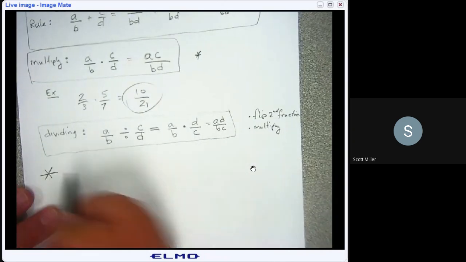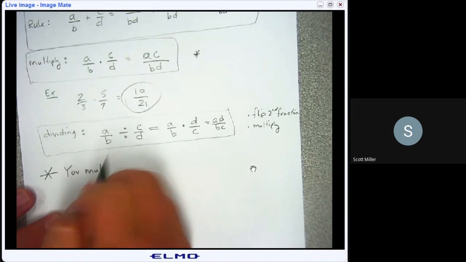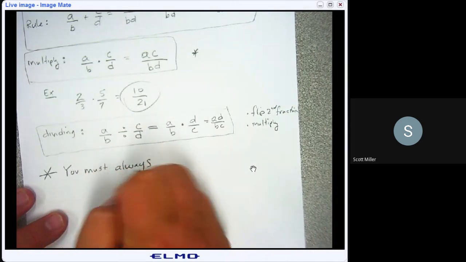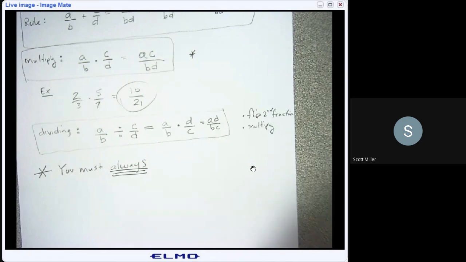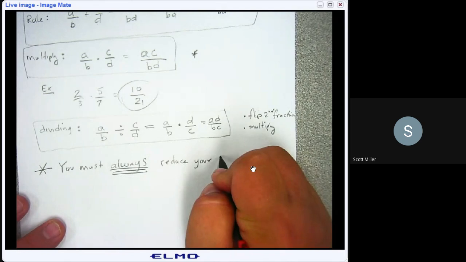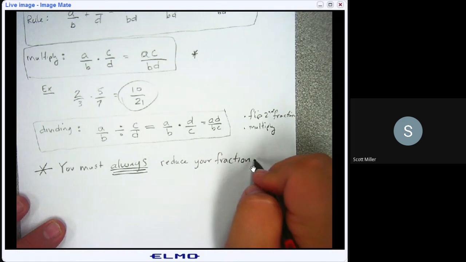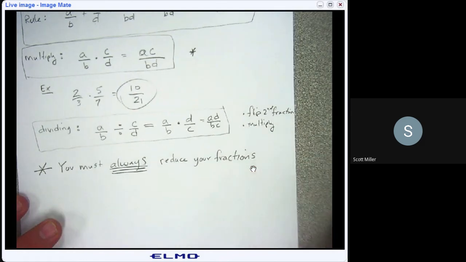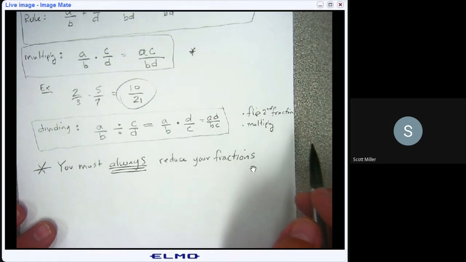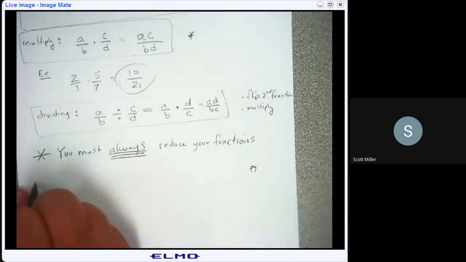The last thing I want to talk about here, let me spell first. You must always reduce your fractions. Always. Don't forget that. You will be docked if your fractions are not reduced. Okay? So how do I reduce?